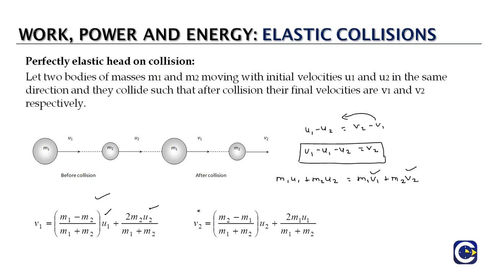Similarly, the formula for v2 will be symmetric. It will be (m2 minus m1) by (m1 plus m2) into u2 plus 2m1 by (m1 plus m2) into u1. So these are the final velocities of the particles after the collision. Now here we have assumed that in this head-on type of collision, the total kinetic energy of particles before the collision is equal to total kinetic energy of the particles after the collision. And only in this particular case, these velocity values will be holding true.